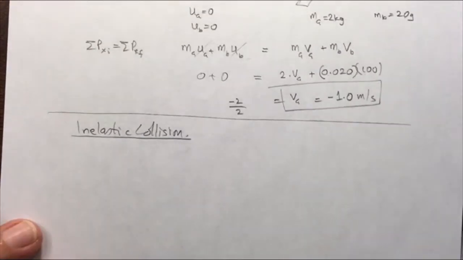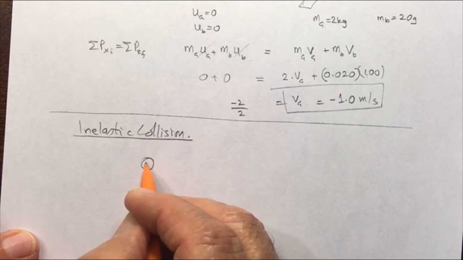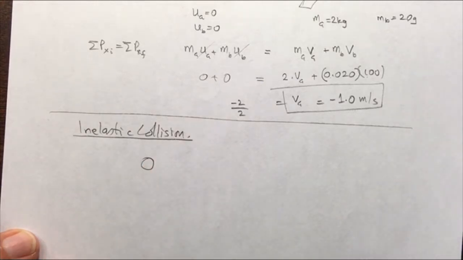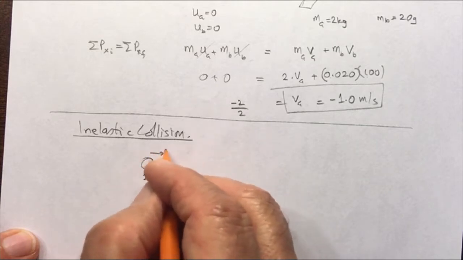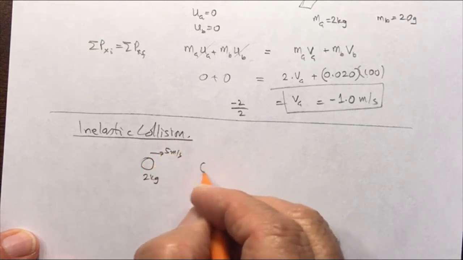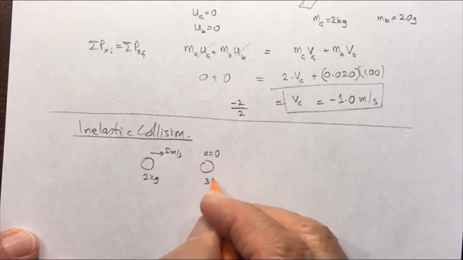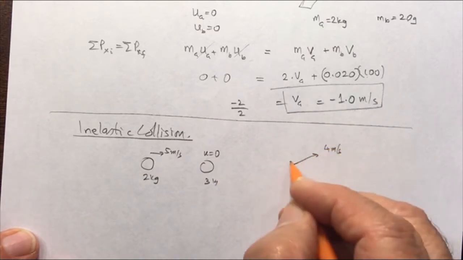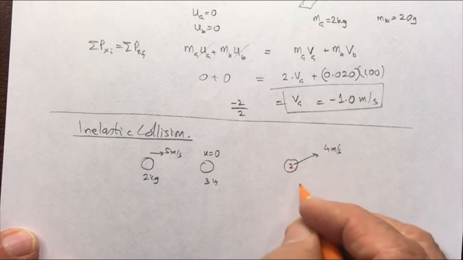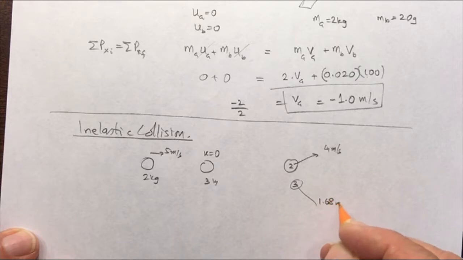So now let's draw this once again. So we have m1, which is 2 kilograms, moving at 5 meters per second, and m2 was stationary, 3 kilograms, and after the collision it was going at 4 meters per second. That's m1, so 2 kilograms, and the 3 kilogram was going at 1.68 meters per second. So momentum is conserved, that's how we solve it.